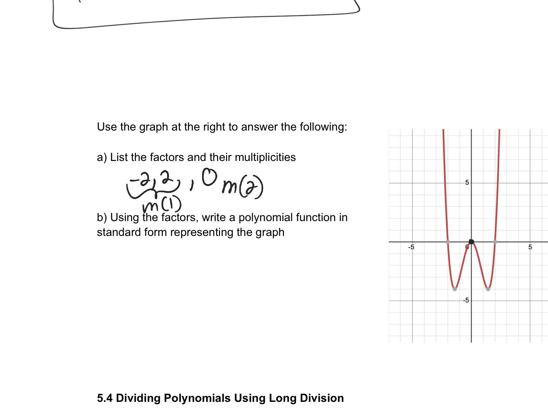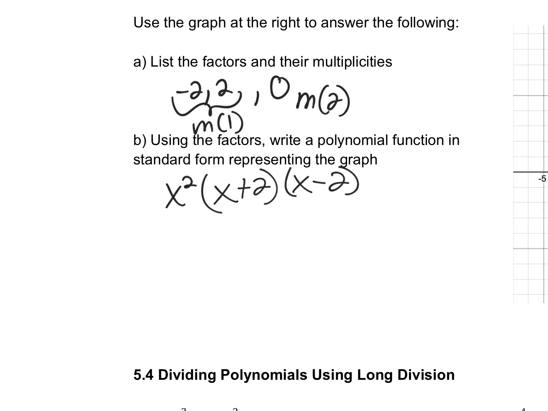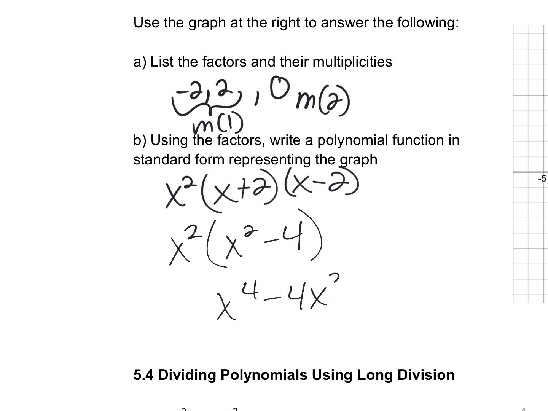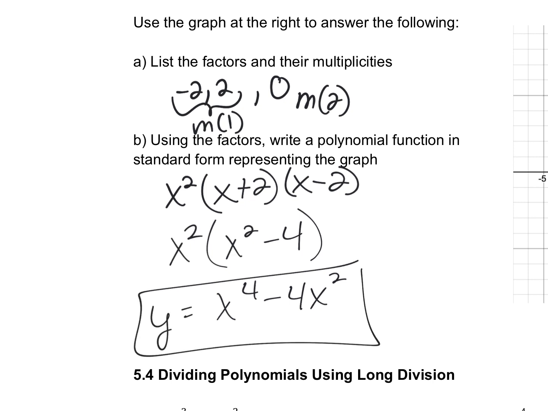Okay, so now let's write this. If I have 2 zeros, that would be x squared out front. And then -2 would be x plus 2. And then x minus 2. Okay, distribute that out. You end up with x squared minus 4. I know that because I did it on the last one. Okay, and then you need to distribute that x squared in. So we have x to the 4th minus 4x squared. And then a y equals. And that's your answer.